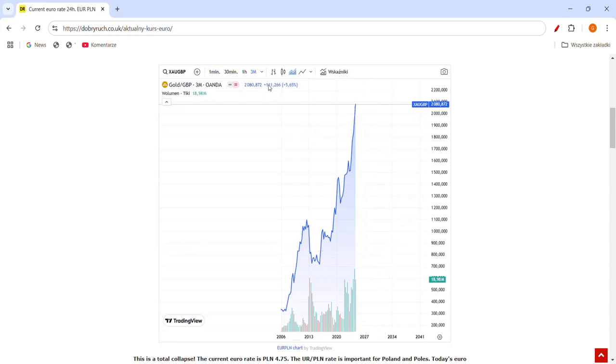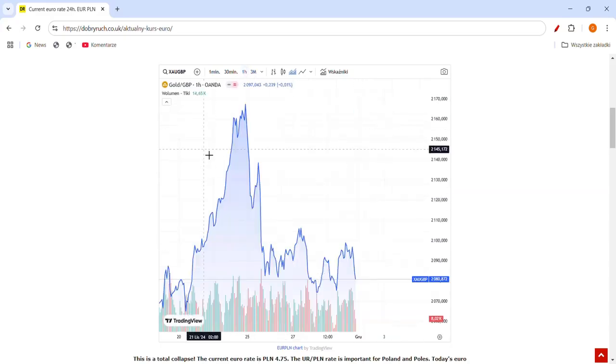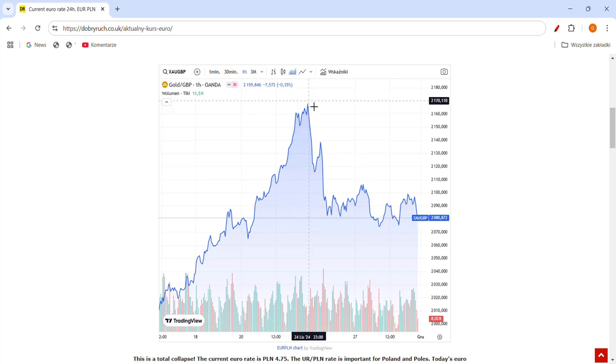However, it was, as you can see on this chart, almost 2,200 pounds per 1 ounce of gold, from 14, 15, 13 pounds per 1 ounce of gold, which is 150 times, which is 15,000%. So why is British pound losing so much to gold? Why is gold such a good investment compared to holding British pound?